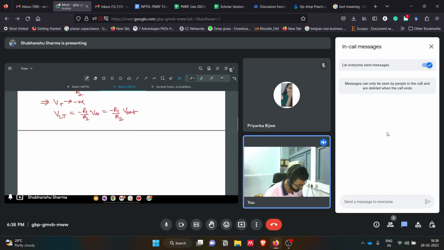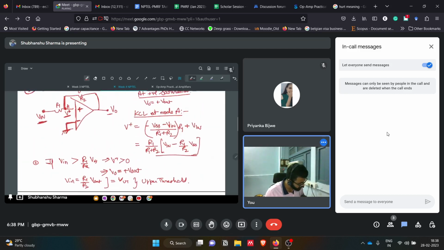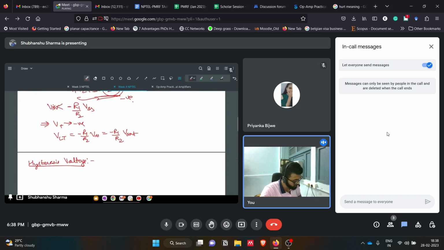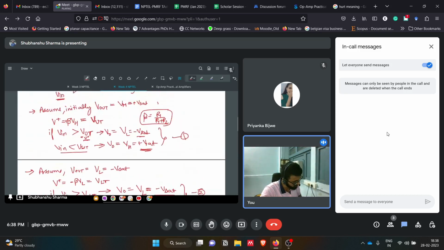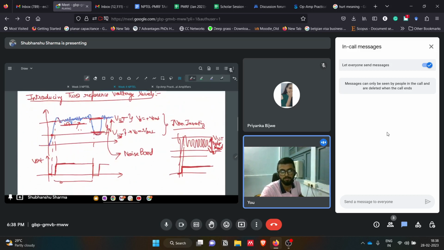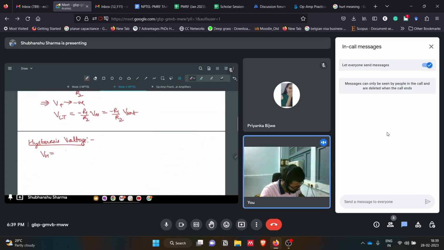Then we can also talk about hysteresis. Hysteresis is simply the hysteresis voltage. It is the difference between the upper threshold and the lower threshold, or the noise band which I talked about. This noise band is basically the hysteresis voltage. So it will be VH equals VUT minus VLT, which in this case becomes 2 R1 by R2 V saturation. Okay.